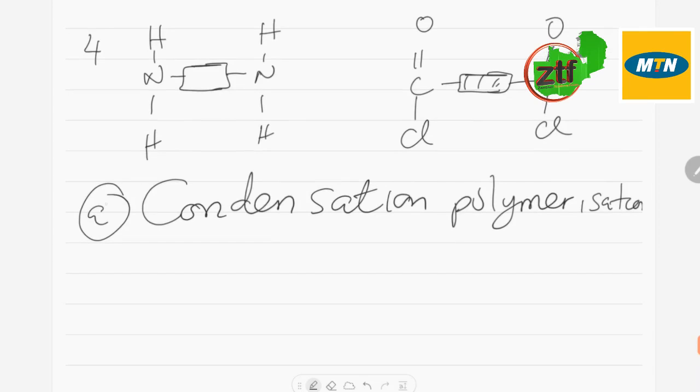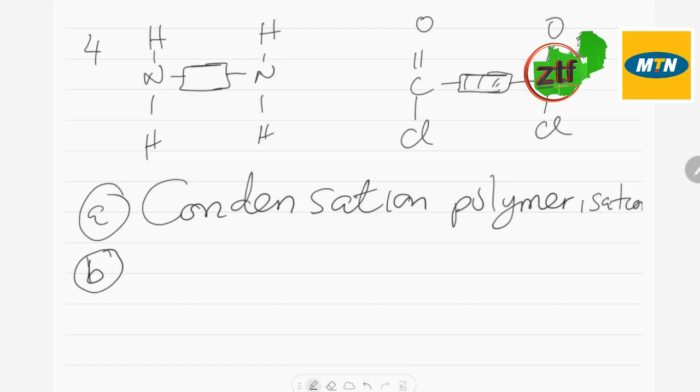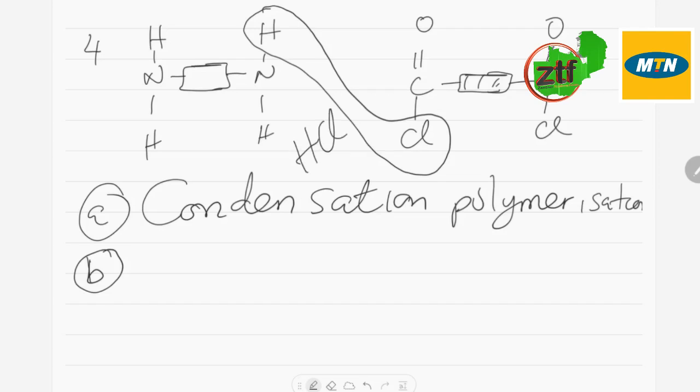Let's look at B. Apart from nylon, name another compound formed from the reaction of two monomers to form nylon. So apart from nylon, what else forms? What forms there is very simple. We react a hydrogen with the chloride. When these two react, they'll form what is known as HCl, which is hydrogen chloride gas. So what else is formed is known as hydrogen chloride.